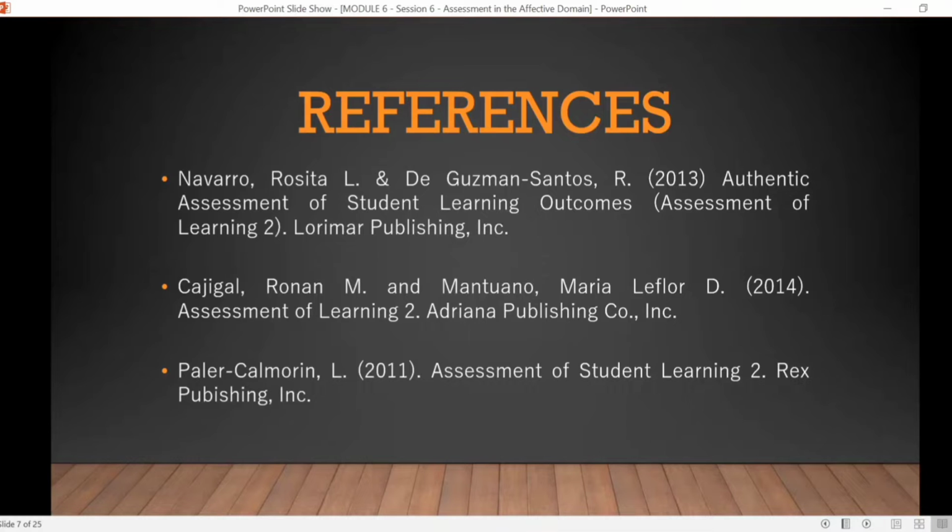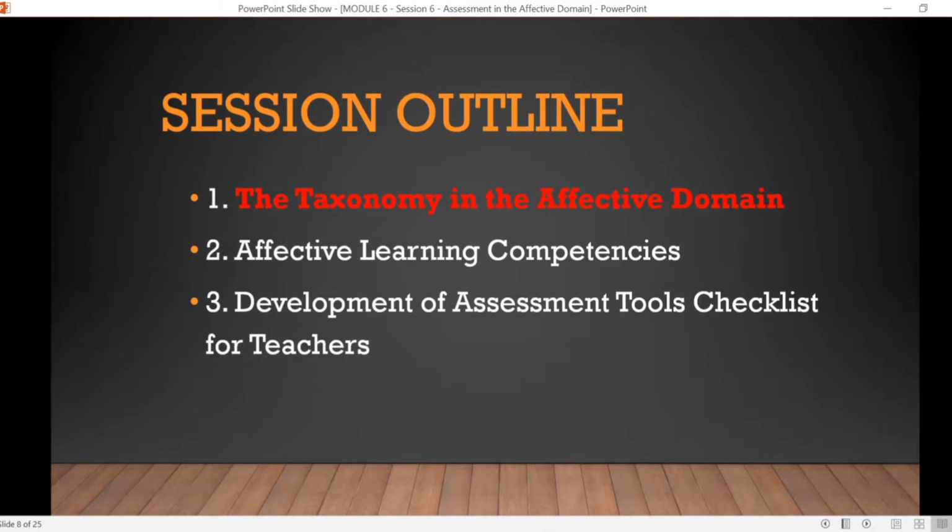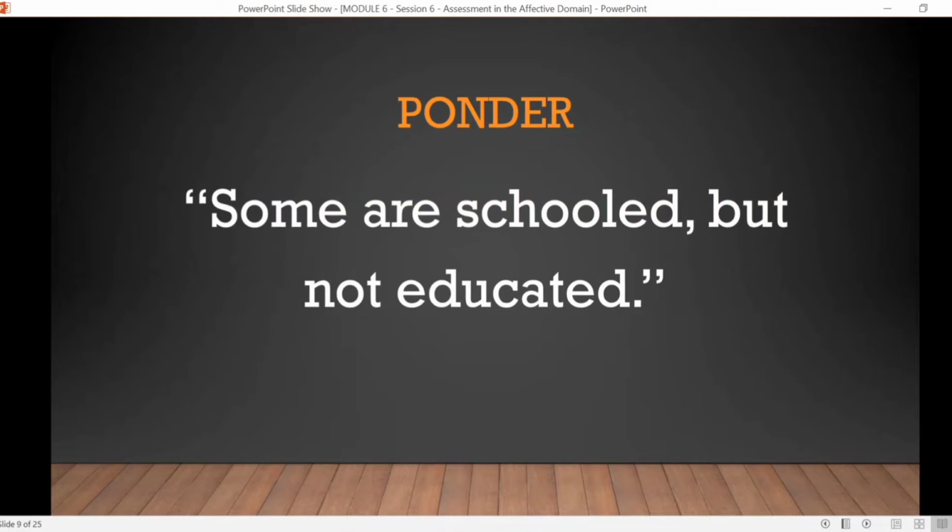Okay, and these are the references I used for this session. Let's start with the first subtopic, which is the taxonomy in the affective domain. So let's ponder on this. Some are schooled but not educated.